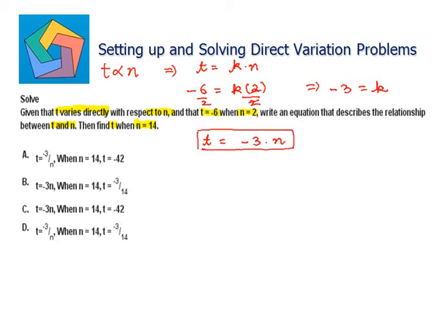Now we need to find t when n is 14. So t is equal to -3 times 14. So t is equal to -42. So we can say our answer is t is equal to -3n, and when n is 14, t is -42, which is the answer in the C part.